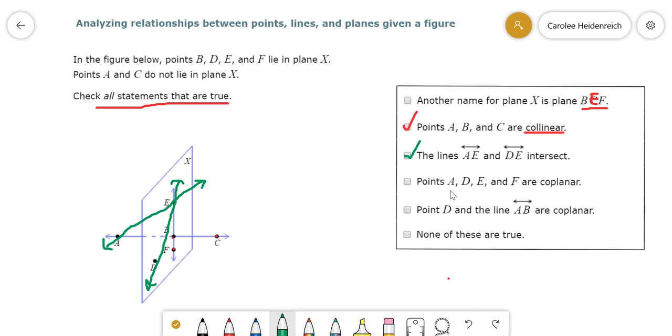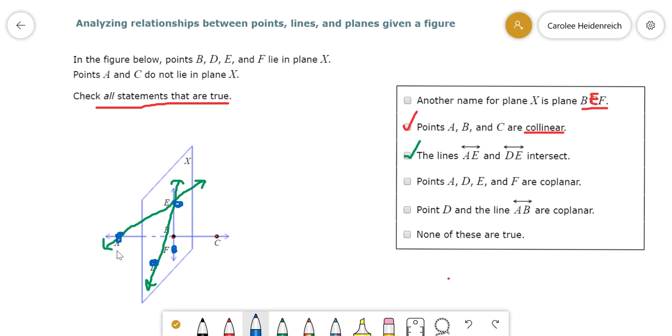All right, let's look. Points A, D, E, and F are coplanar. Well, no, because E, D, and F are coplanar, but A is on a different plane, so that's not true.